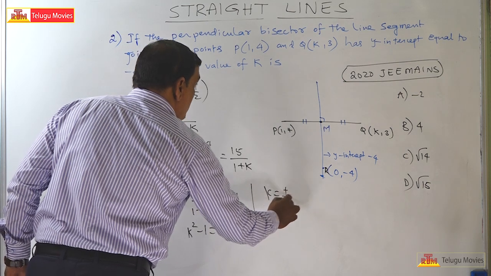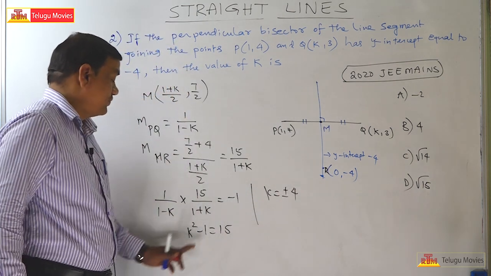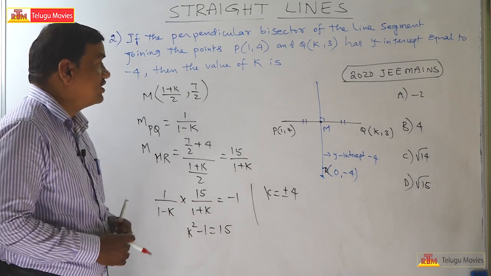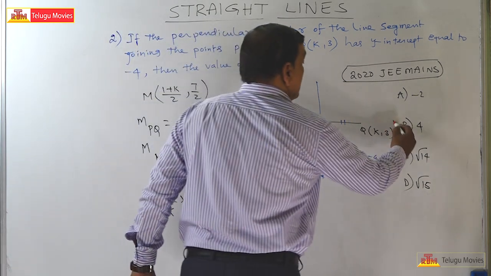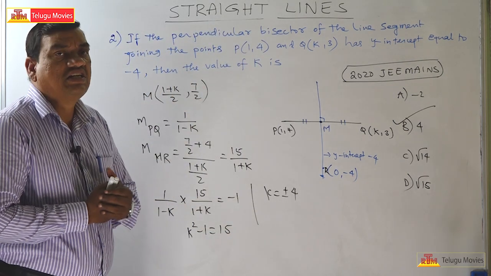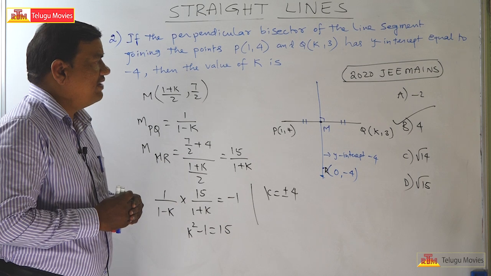So, k is equal to plus or minus 4. Here it will become 16. So, root 16 is 4, so plus or minus 4. Already it is given that option B is the correct answer. Okay, now. It is a very, very easy problem, a very easy concept.